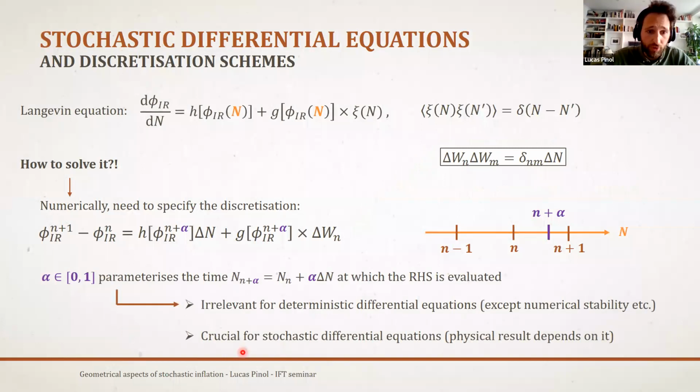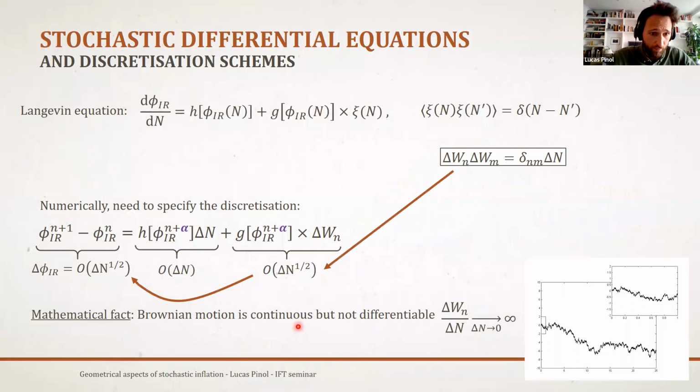And this is what I want to show you: although it's irrelevant for deterministic differential equations, the choice of this alpha is actually crucial for stochastic differential equations. So I don't want to just claim it, I want to prove it to you. So let's go into the details. Let's look at how these different terms scale with the time step delta n, between n and n+1.